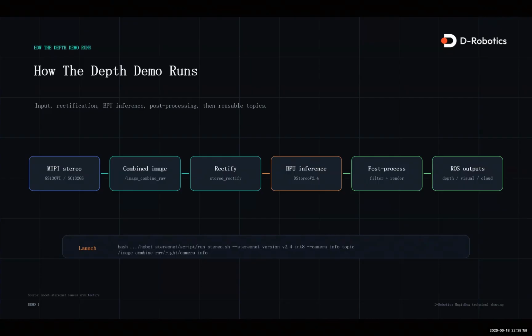Rectification is very important because corresponding points should lie on the same horizontal line. And the last one is AI model inference. This stereo V2.4 model runs on the BPU, and it can estimate disparity. Finally, post-processing converts the model output into depth visualization and point cloud.